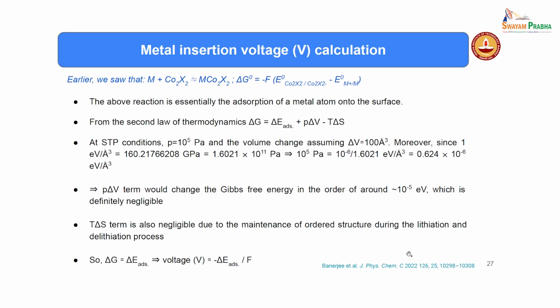So that's the reason we are neglecting the P delta V, and similarly the entropy changes will be very minimal, because this is a solid material. As you might have learned regarding entropy, the changes will be maximum for gases, not for solids or liquids.